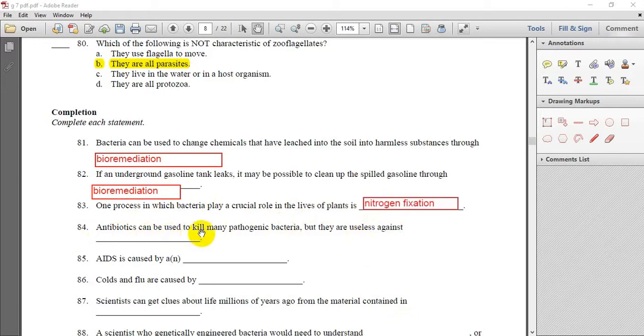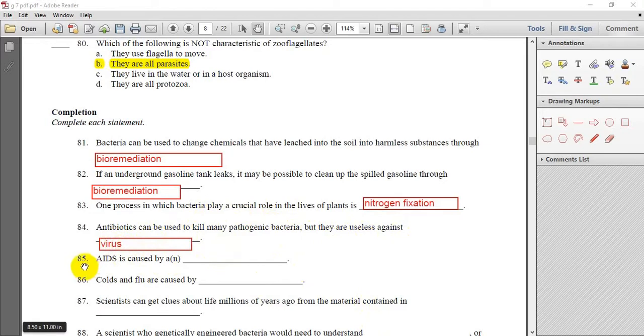Question 84. Antibiotics can be used to kill many pathogenic bacteria, but they are useless against. They can kill bacteria, yes, but they can't kill viruses, so the answer here is virus. And as you remember, we use antiviral to stop virus reproduction.